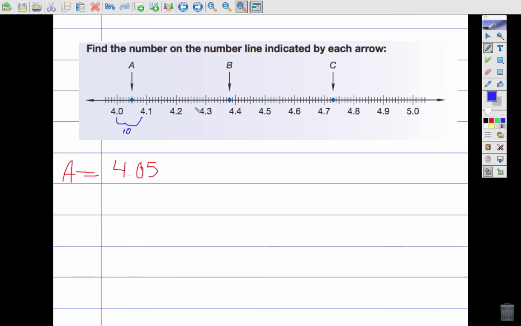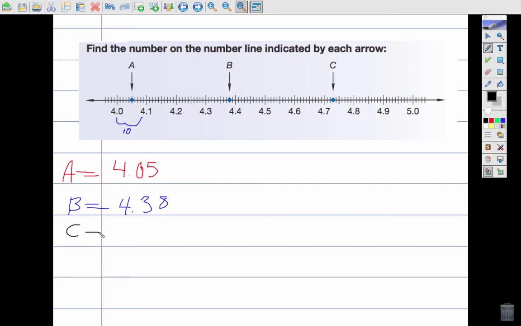And then we're going to look at B. So I know B is between 4.3 and 4.4. So just like before, I need that number to start with 4.3. And then I'm going to count those ticks in between to determine that number. So I'm going to go 1, 2, 3, 4, 5, 6, 7, 8. So that number just goes afterwards, to complete that number indicated by the arrow.